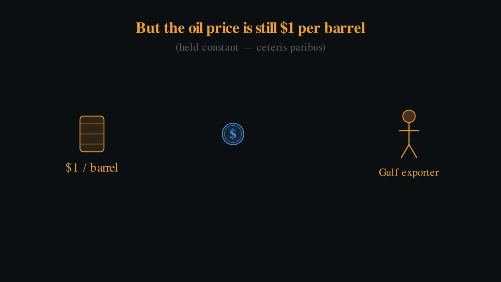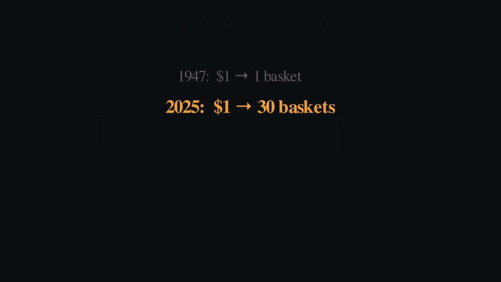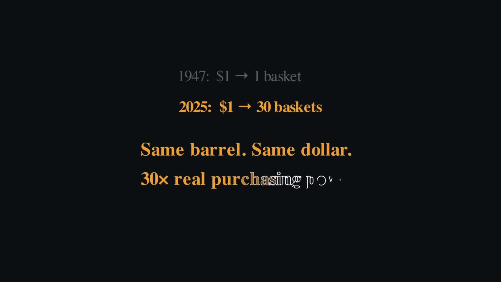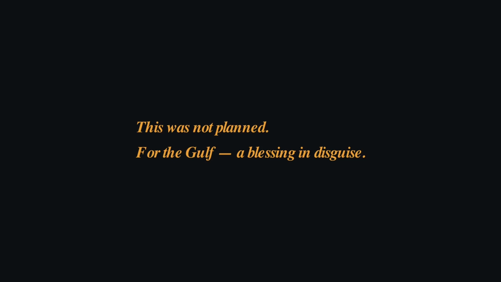The price of crude oil in 2025 is still $1 per barrel. We are keeping it at $1 to keep things simple and comparable, just as it was in 1947. Watch what happens to the Gulf exporter. They sell 1 barrel, they receive $1. With that $1, they can now buy 30 baskets of goods, because that is what $1 buys in 2025, given America's productivity growth. Back in 1947, that same $1 bought them just 1 basket, same barrel, same dollar price of $1. But 30 times the real purchasing power.